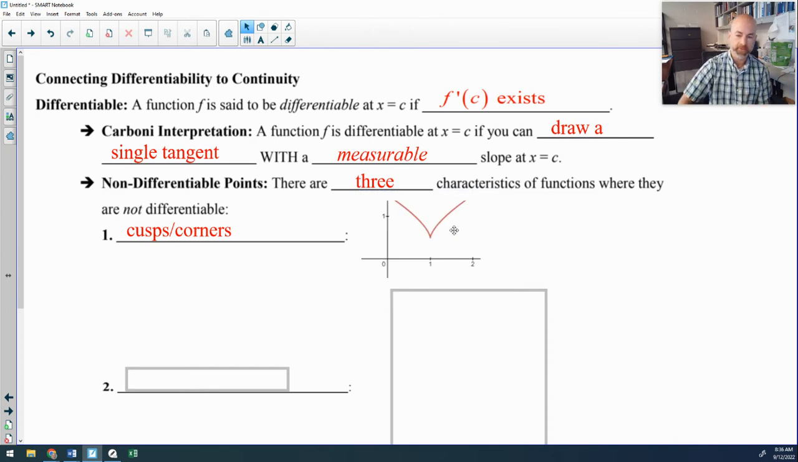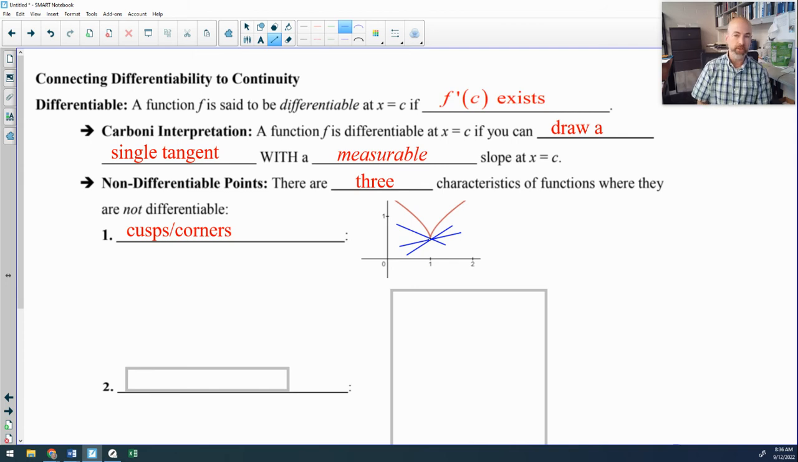This is a shift of the graph x to the 2/3. If you look at this cusp, any sharp corner in the graph, my idea of differentiability is that you can draw a single tangent with a measurable slope. If I tried to draw tangents at that little point, yes, I can draw a line that touches the graph at that one point. However, I can draw many lines. It's not a single line. In a more mathy definition, we are not locally linear.